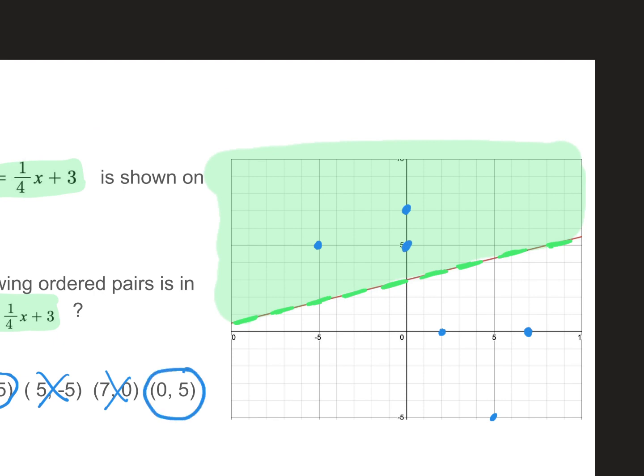Yes. Remember that if I am asked about a point that is on the line, it depends upon the line. So if it's dashed like this one, that would not be a solution. If it's a solid line, then it would be included. So not part of the question, but things we want to remember for our test.